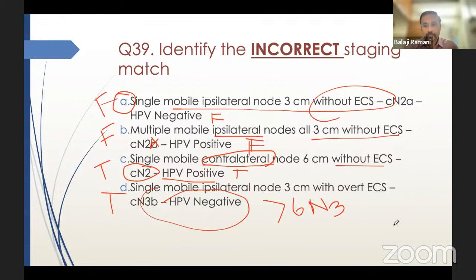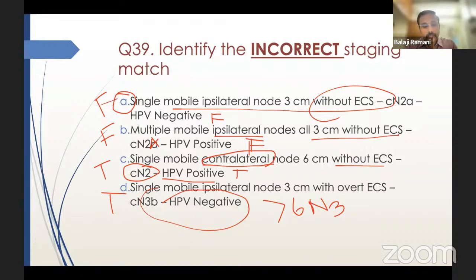Yeah, HPV negative, I will talk now. So when you talk about HPV negative, or generally speaking for the rest of the head and neck, the same classification will apply. What are the things that you will consider is whether it is single or multiple, whether it is ipsilateral or bilateral, and then you will take the size. So single ipsilateral less than or equal to 3 centimeters. This is going to be N1. Okay, this is the easiest one to remember. Single ipsilateral less than or equal to 3 centimeters.